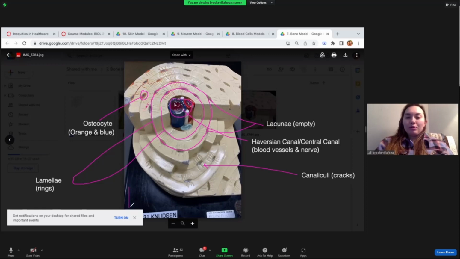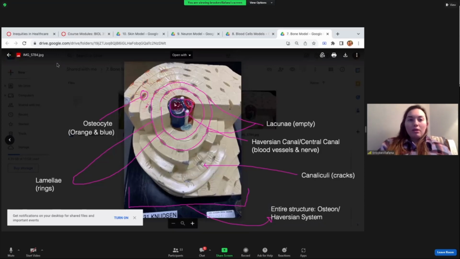If for some reason someone didn't really understand what we were pointing to on the lab exam with our little piece of tape. We use a piece of tape. So the entire structure is an osteon or a Haversian system. Okay, and that is everything for this model. And so you can go ahead and take a picture.